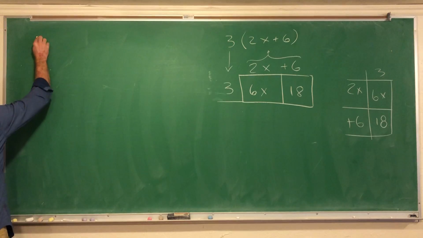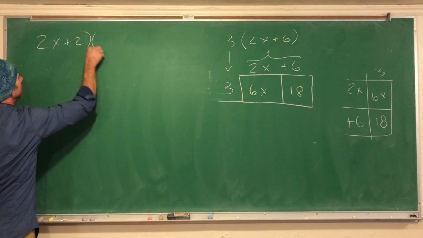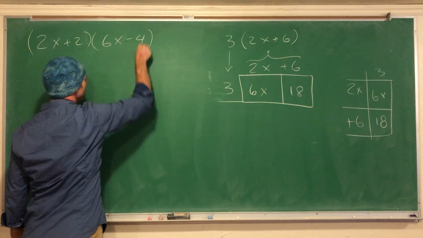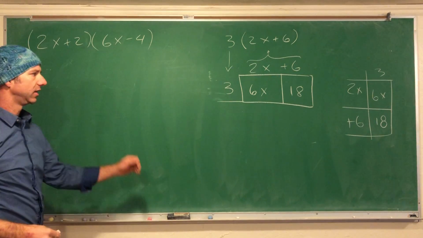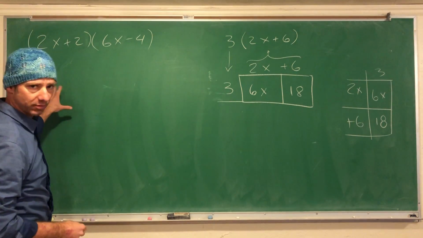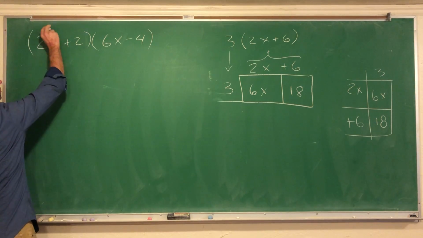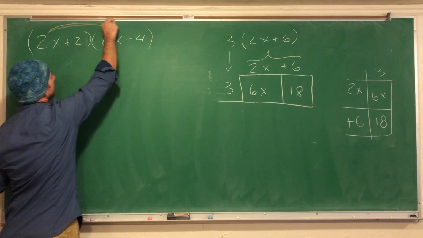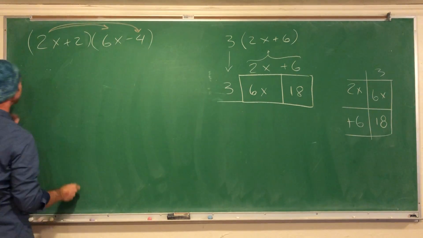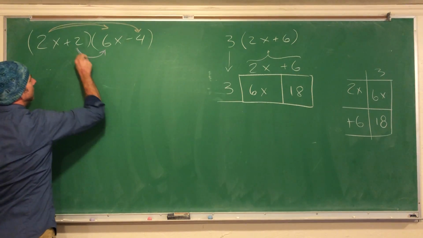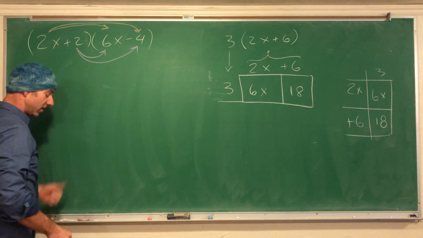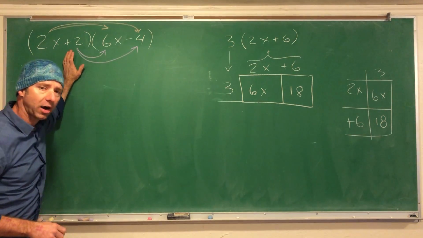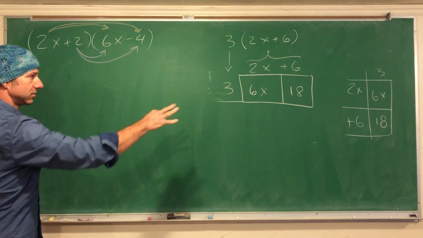So how about this? 2x plus 2 times 6x minus 4. Now, if we did the distributive property, which is the first example I had, it would look like this. You would take this first term, multiply it to this first term, then you take the first term and multiply it to the second term, and then you do that again, you take the second term. It gets ugly really fast. I'm not even going to bother to do it this way, but instead I'm going to show you a much more powerful technique we can use for expanded systems.